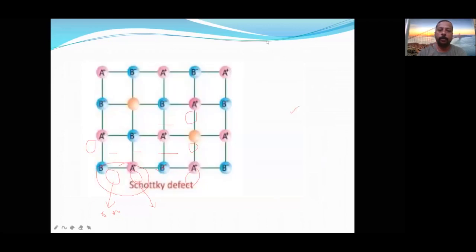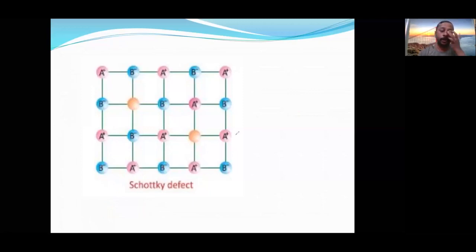Next one is about the defects. Next one is about what? Defects. In the defects, the very first defect we are going to study is stoichiometric defect. In that, the first one is Schottky defect. In the Schottky defect you can see from the diagram what is happening. From the diagram it is completely clear, you need not worry about the theory.